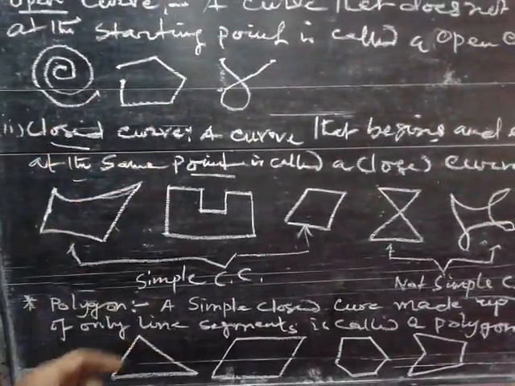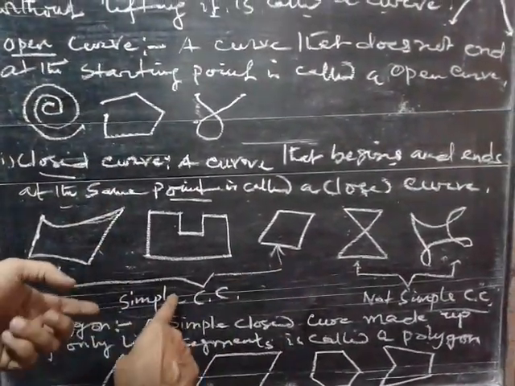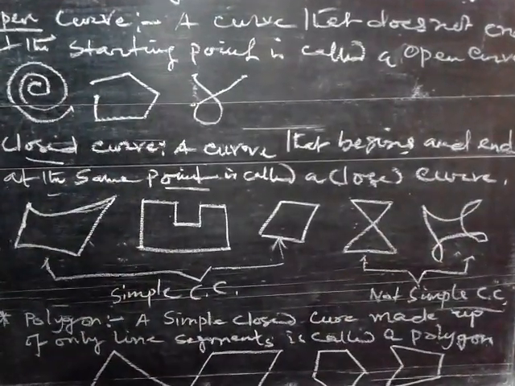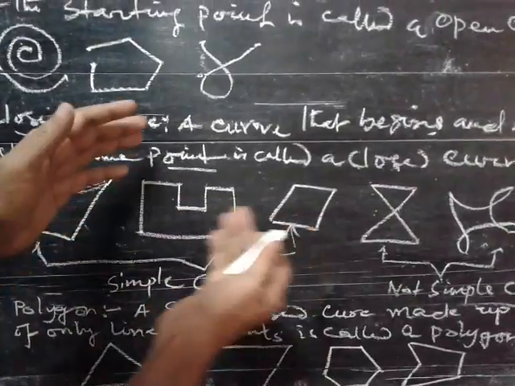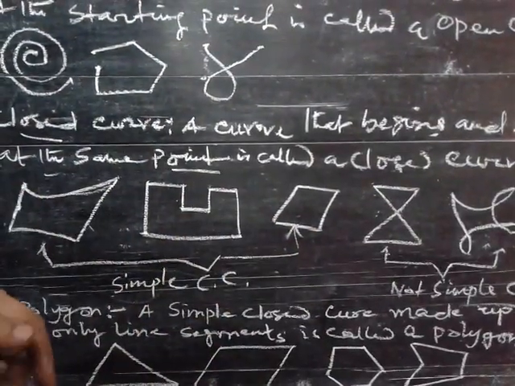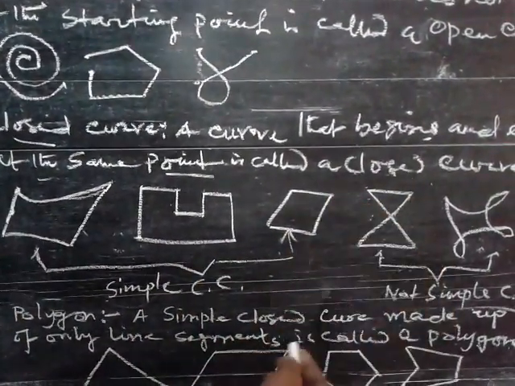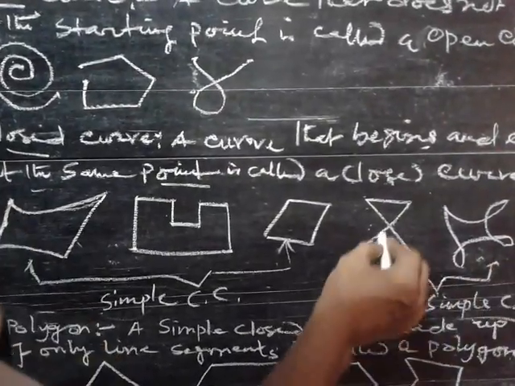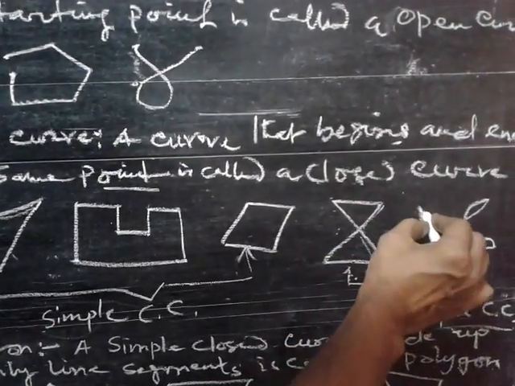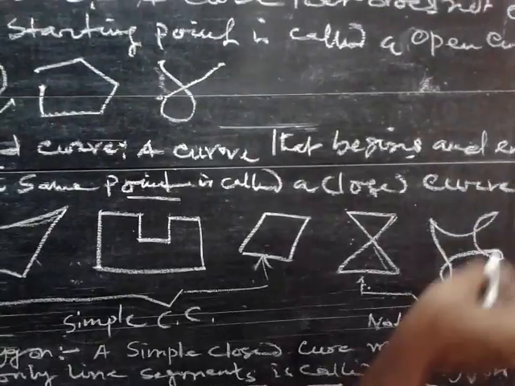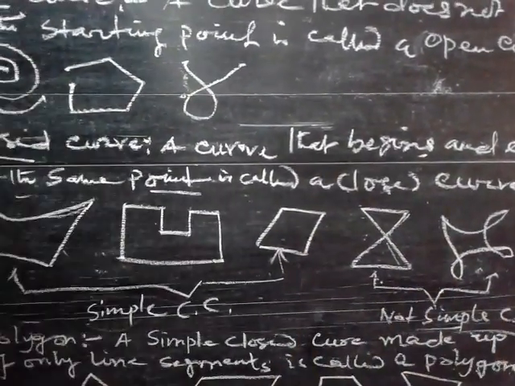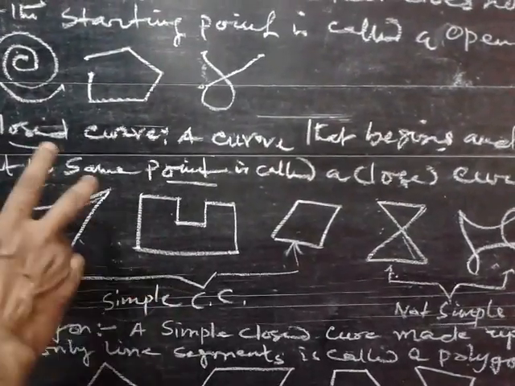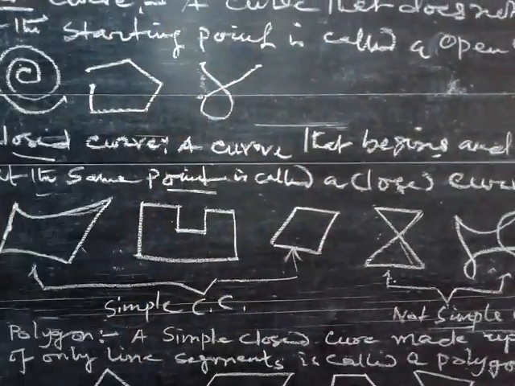Now the closed curve can be classified into simple and not simple. What is that? A simple closed curve has no intersection between any two parts of the curve. Here this figure is intersecting itself, and this one is also intersecting at these 2 points. So these are actually called non-simple closed curves. This is the concept of the closed curve.